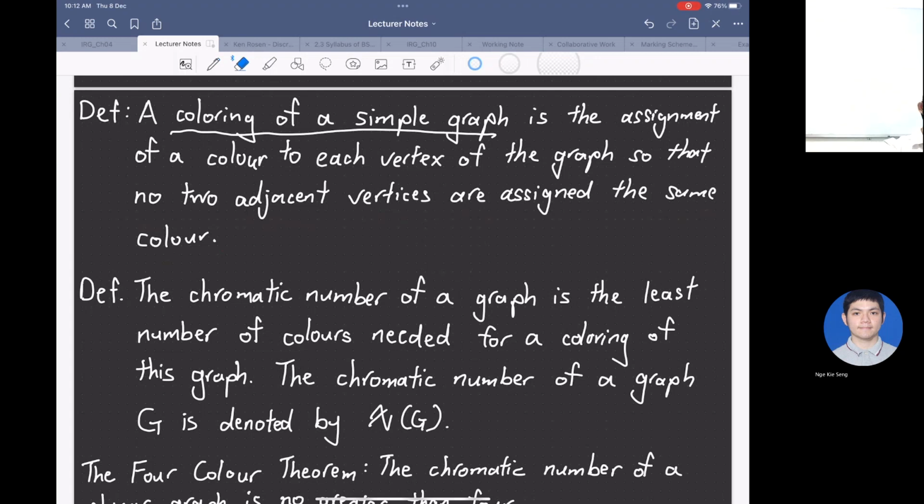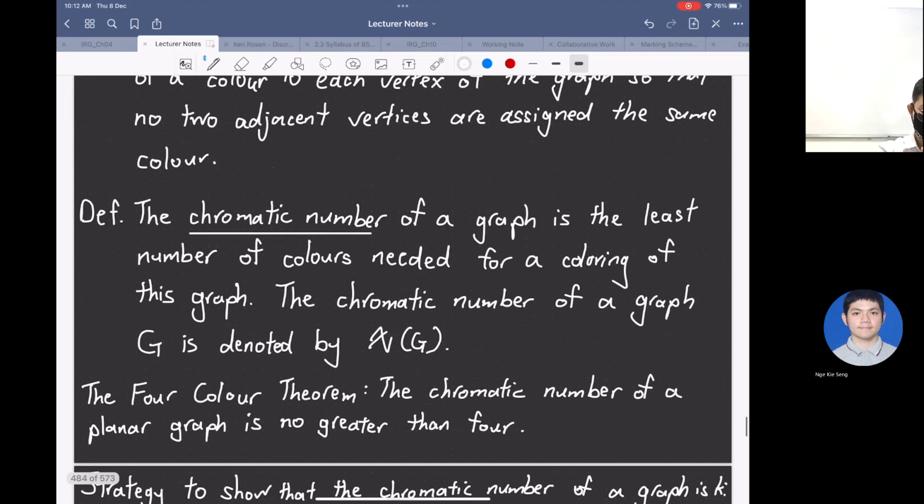Next, we define what a chromatic number is. Chromatic has something to do with color. The chromatic number of a graph is the least number of colors that you use to color the graph. This is exactly the solution to our question: what is the least number of colors for graph coloring? So the chromatic number is the solution to our question.